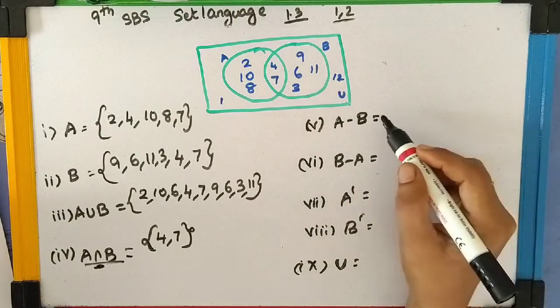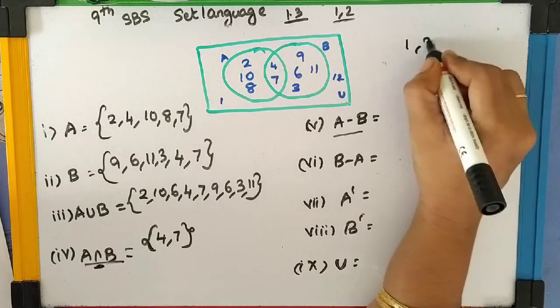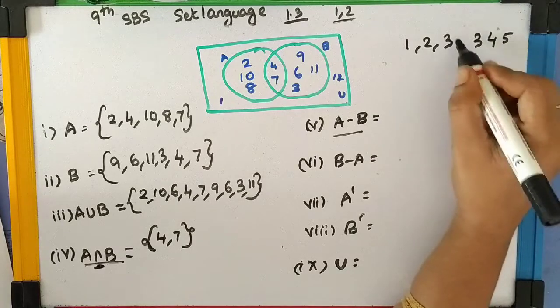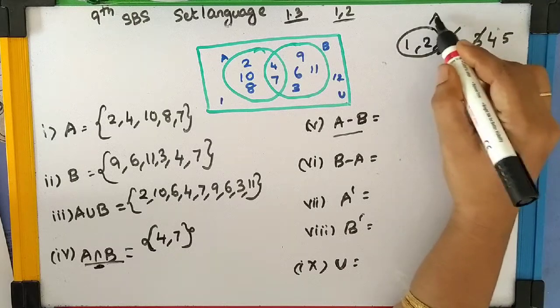I have already said, in A difference B, we have to cancel the intersection part and leave the second set completely and write the remaining terms in the first set.